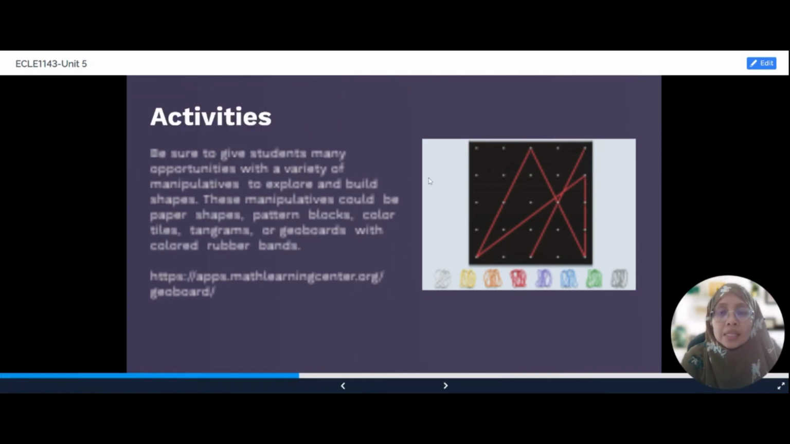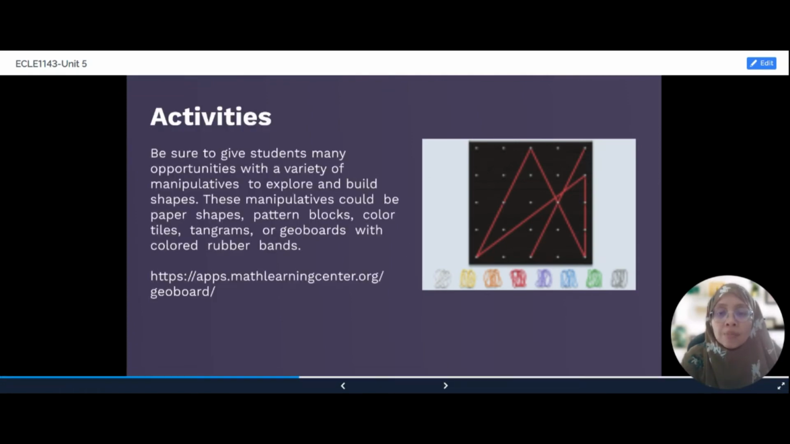okay, like this. You can use a geoboard, yeah, geoboard, so that they can freely explore with this geoboard to make shapes as what they have learned in the basic properties of the shapes. Well, it is such an awesome online geoboard that you can play around with your children by clicking on this link later on, yeah.